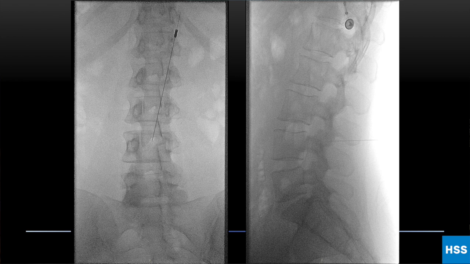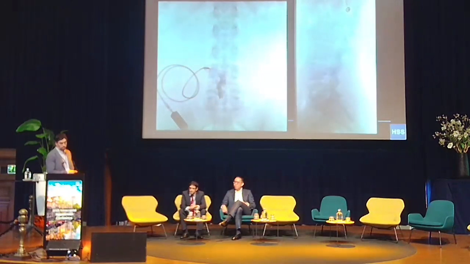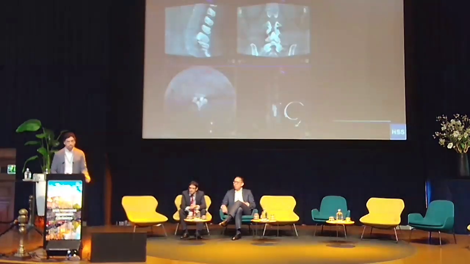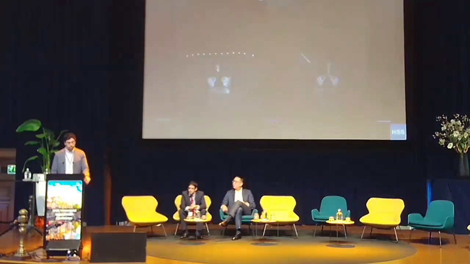And the image guidance can be fluoroscopy, as shown here. When you inject contrast in the epidural space, you want to see this intermixing of the epidural fat with your contrast to ensure you're in the right position. If you have the ability to do a spin or a Dyna-CT, you can confirm that you're in the right location. And this case was kind of interesting because you can see the contrast off to one side because of a plica mediana dorsalis or a prominent dorsal dural reflection.